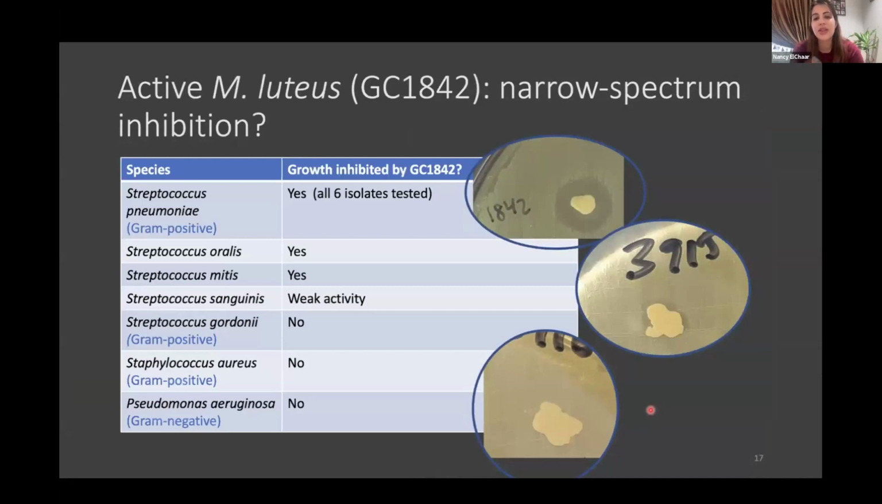other species other than Streptococcus pneumoniae, and we found that it was able to inhibit other streps, but not all. So it can inhibit Strep oralis, Strep mitis, which are very phylogenetically similar to Strep pneumo, but we don't see the same activity on lawns of other streps like Strep sanguinis and Strep gordonii. So it turns out that it is actually pretty narrow in terms of the range of species that it can inhibit.